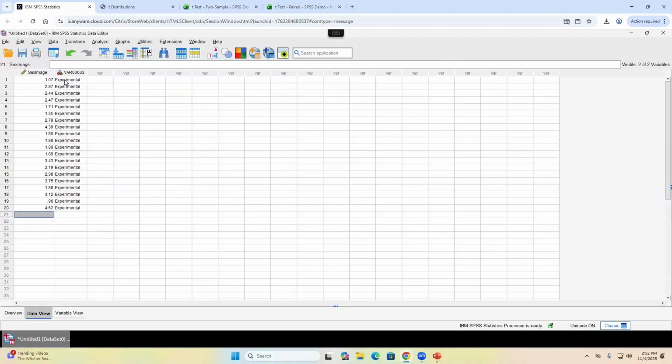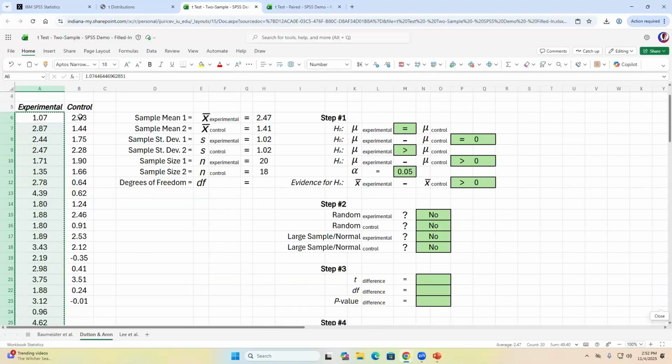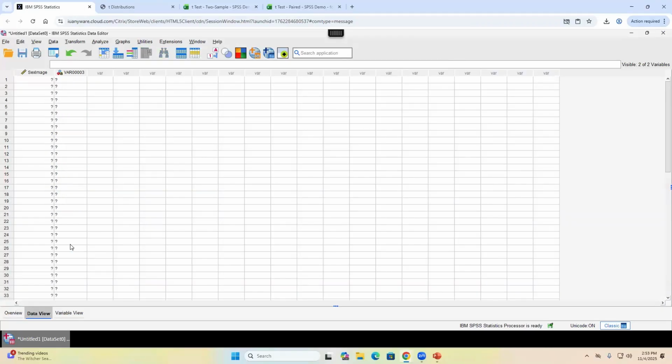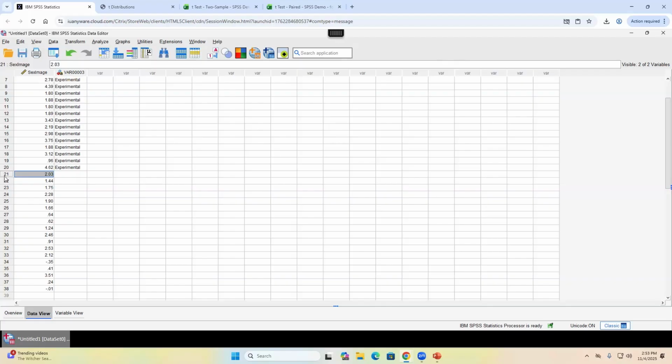Now, the next thing that we need to do is put in the control group scores. So we go back here, we go to the control group, we highlight their scores, Control C to copy them, go back to SPSS, Control V to paste, and we paste it right underneath in that first column because that is the column for the sexual imagery scores. And this is the first open row here. So that is where subject 1 of the control group goes. And then this will be the control group.